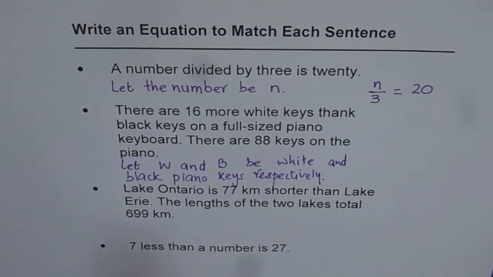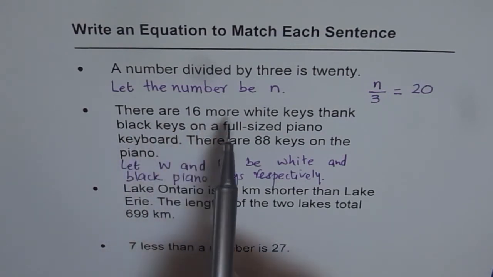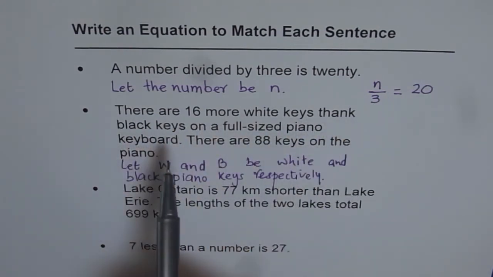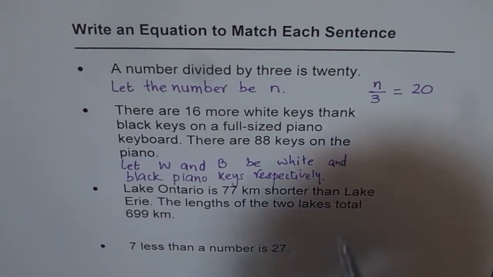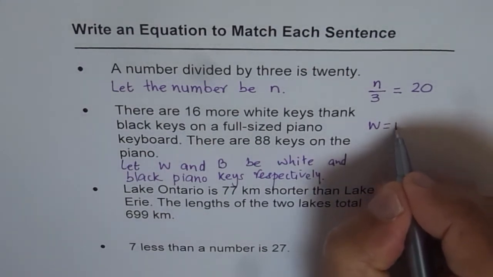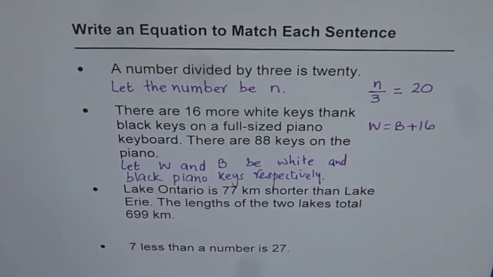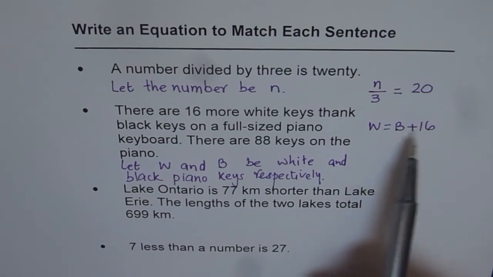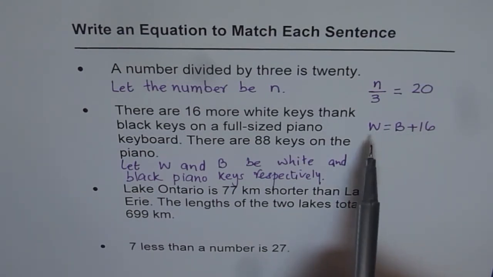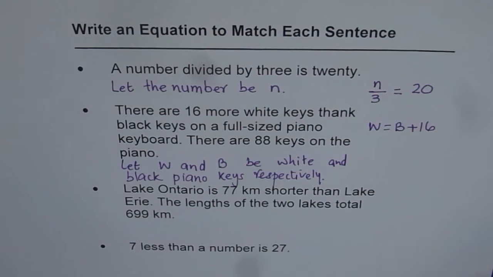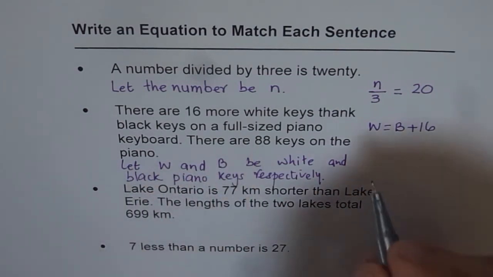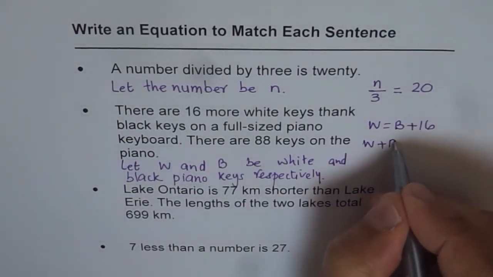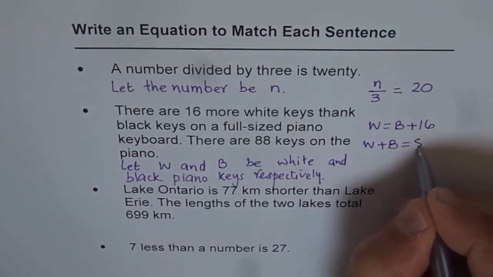Now let's read the sentences. There are 16 more white keys than black keys. So white keys are more and the difference is 16, right? So this could be written as white equals black plus 16. That's one way of writing it. So you have to add to the black keys to get the white keys, right? And the next one is, there are 88 keys on the piano. So that means the total number is 88. So white plus black equals 88, right?